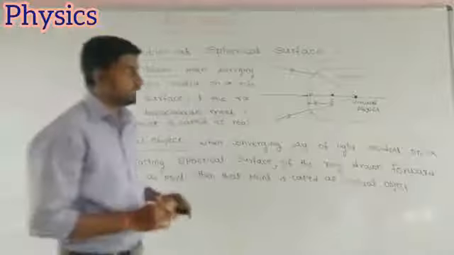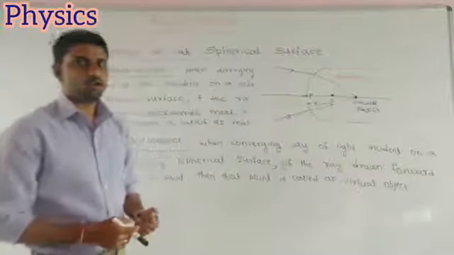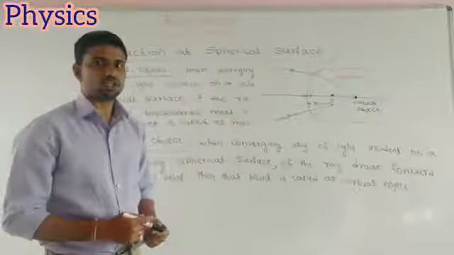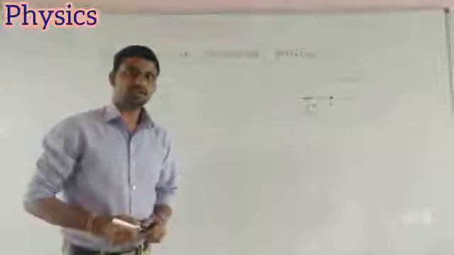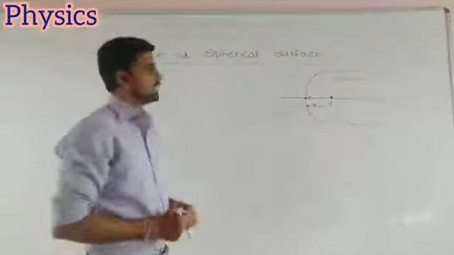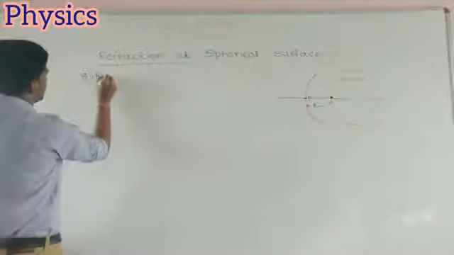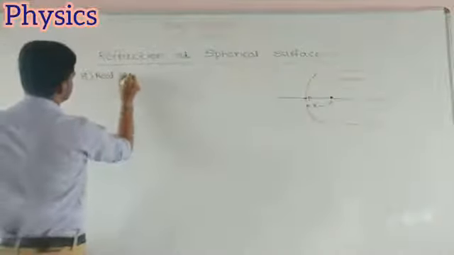Similarly, we will get the real image and virtual image. Now let us see what we mean by real image and virtual image. Another term which we are going to use in the case of a spherical surface is the eighth one, real image.